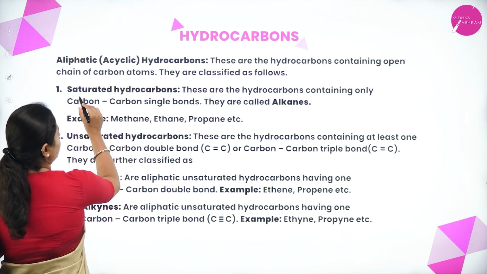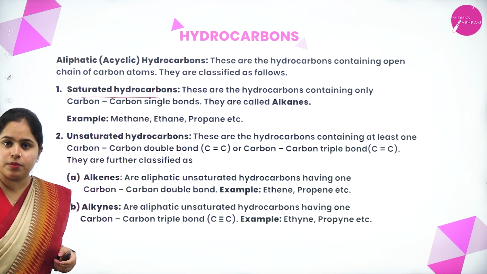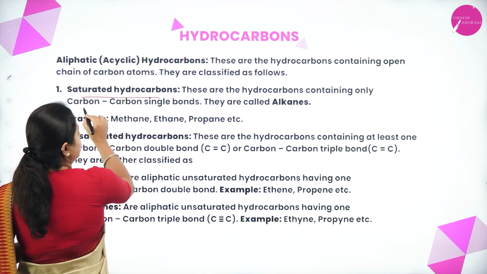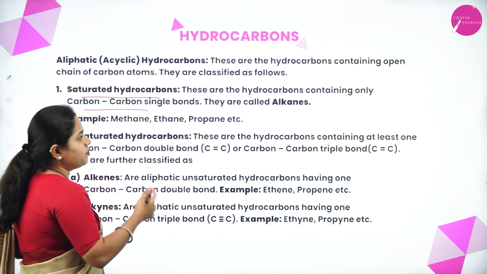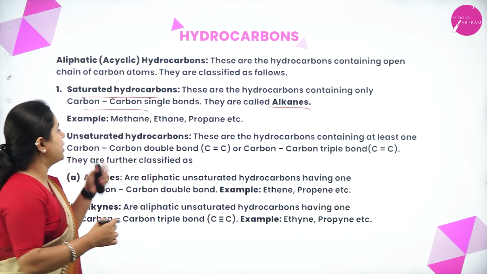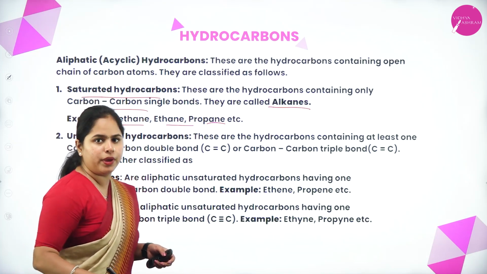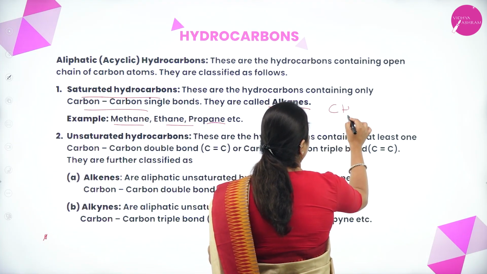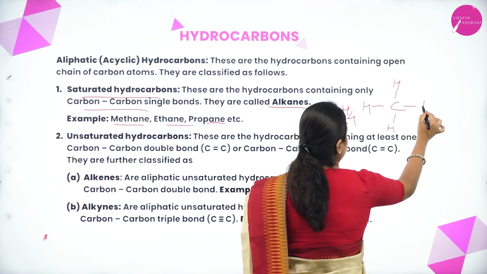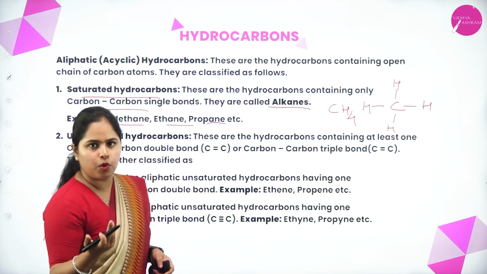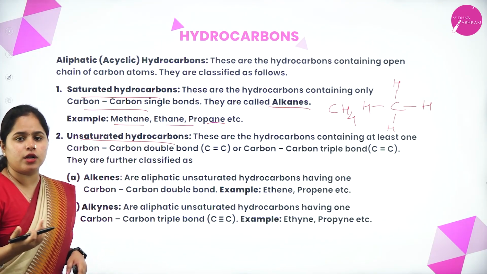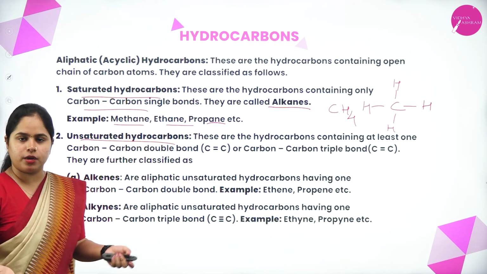First one is saturated hydrocarbons. These are hydrocarbons containing only carbon-carbon single bonds, and they are called alkanes. Examples are methane, ethane, propane. For example, CH4, methane. In this you can see it is all single bonds, right? Now moving on to unsaturated hydrocarbons. These are hydrocarbons which contain a double bonded or triple bonded system.